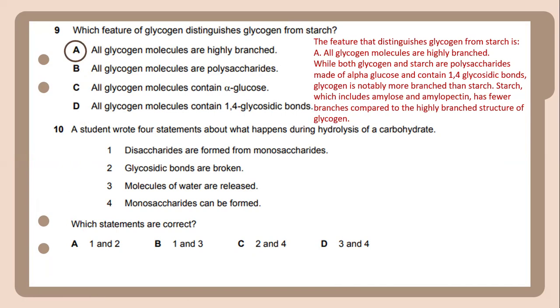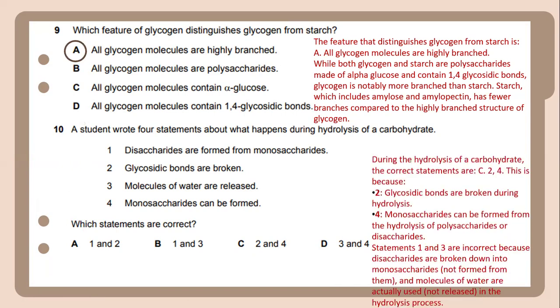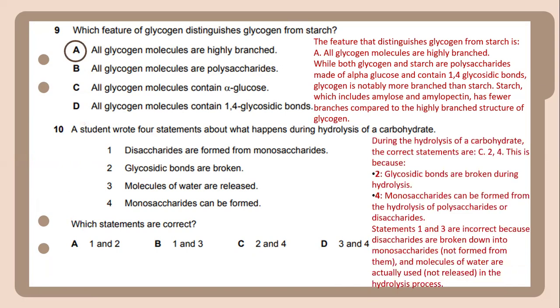A student wrote 4 statements about what happens during hydrolysis of a carbohydrate. During the hydrolysis of a carbohydrate, the correct statements are: glycosidic bonds are broken and monosaccharides can be formed. Monosaccharides can be formed from the hydrolysis of a polysaccharide or disaccharide. Statements 1 and 3 are incorrect because disaccharides are broken down into monosaccharides, not formed from them, and molecules of water are actually used, not released, in the hydrolysis process.